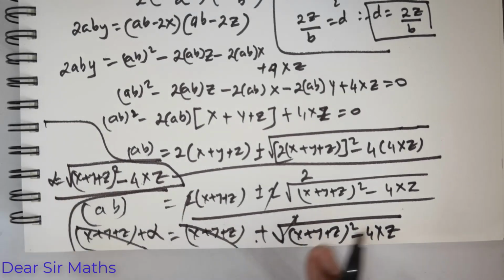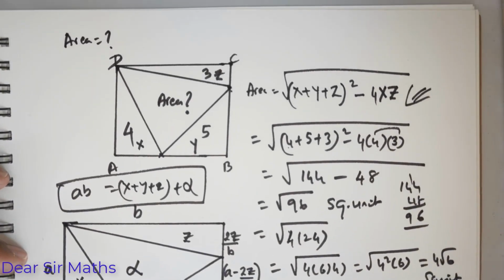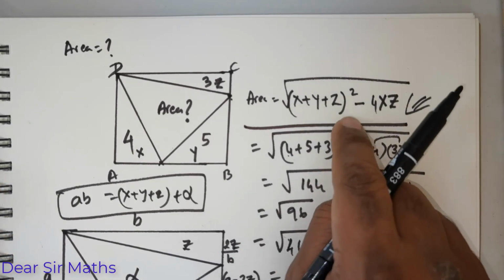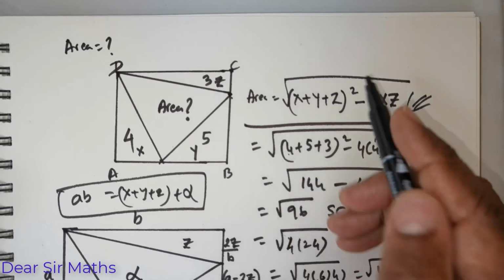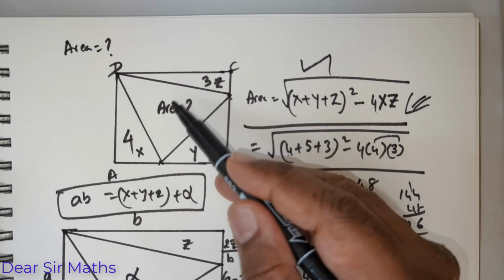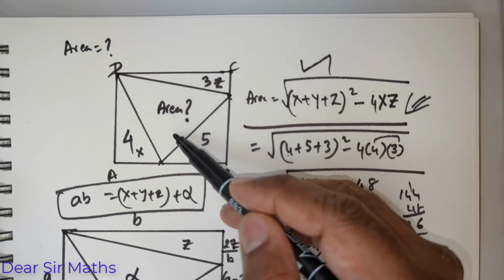So this is the formula that I have shown you in the initial class. The class before this I've shown you that I'm going to prove this, and I have proved this. If you know this formula, literally you can solve any questions where a triangle is inscribed inside a square.